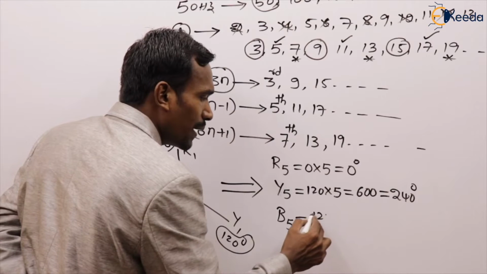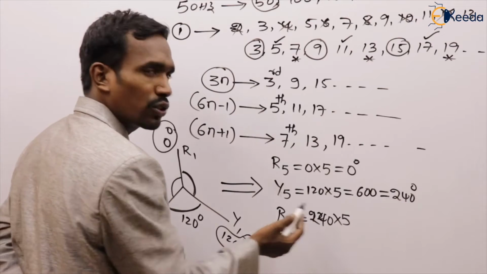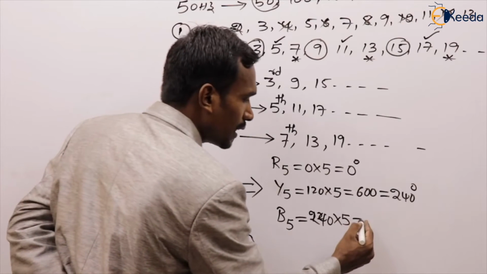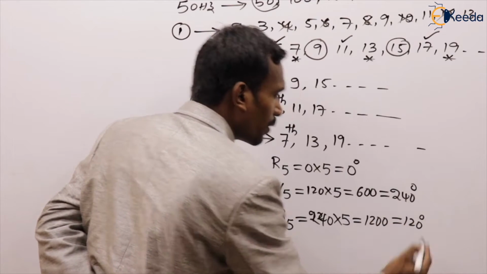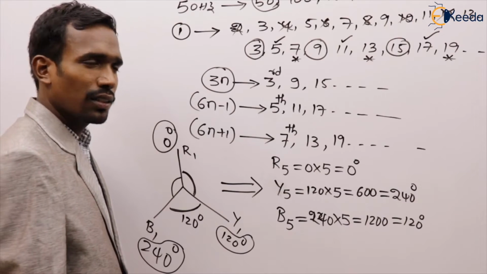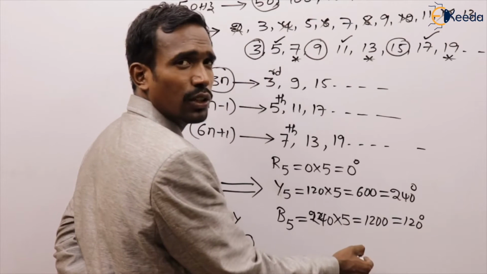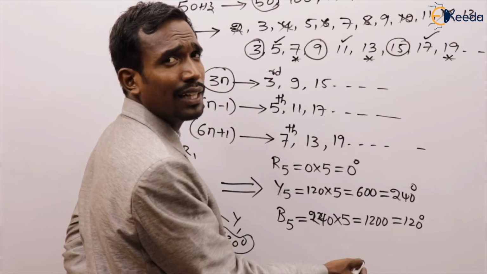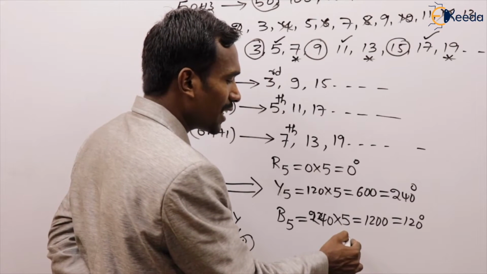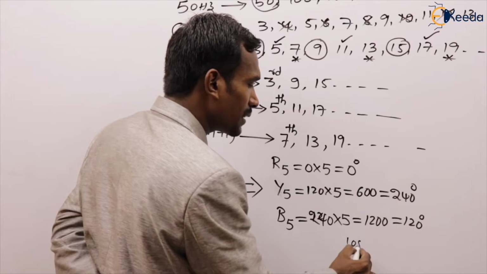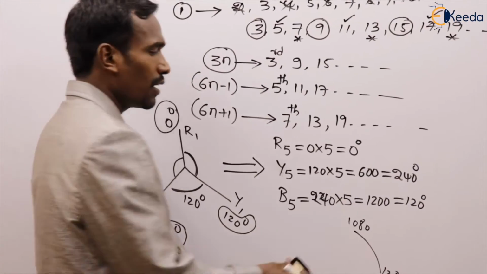is nothing but 240 into 5. B1 is at 240, so B5 is 240 into 5, which is 1200 degrees. 1200 degrees is also equal to 120 degrees. If we start here, 360, 0, 360, 0, 360, 0, 360 is 900 plus 180, which is 1080. 1080 is nothing but 0, but 1200 is nothing but 120 degrees.